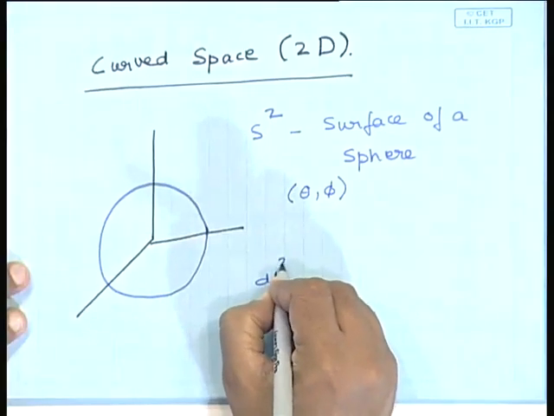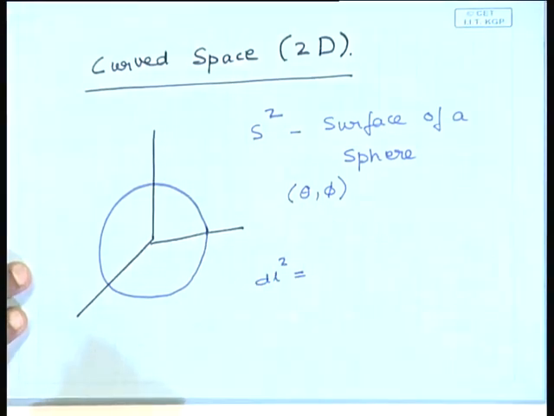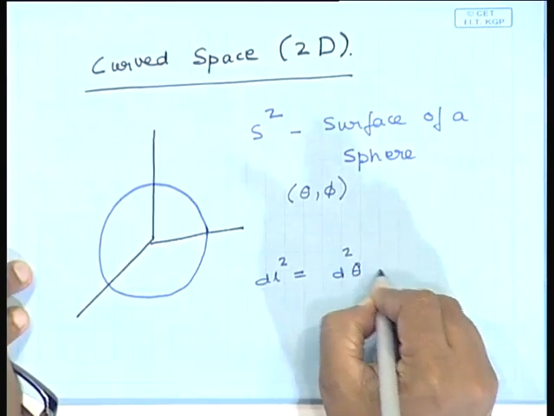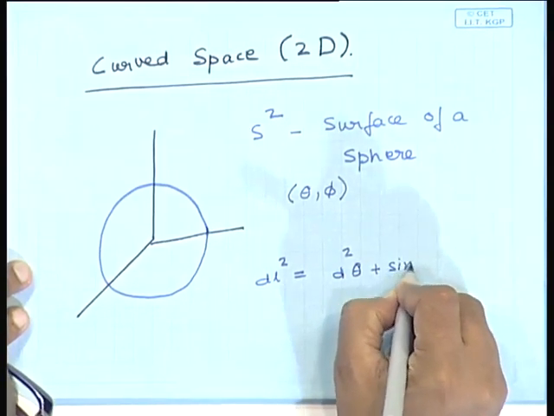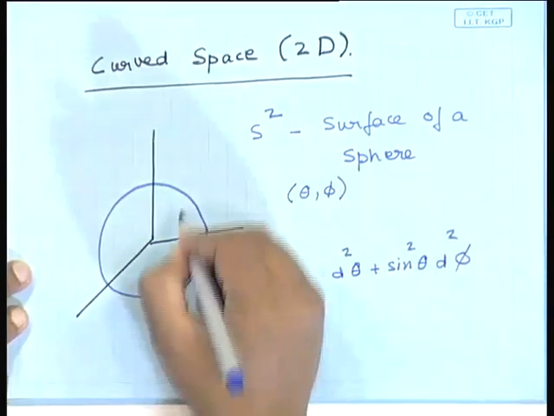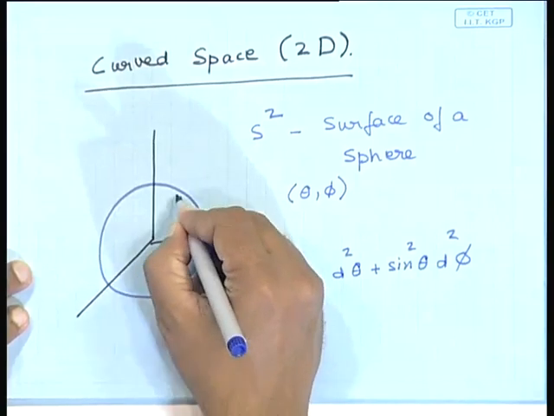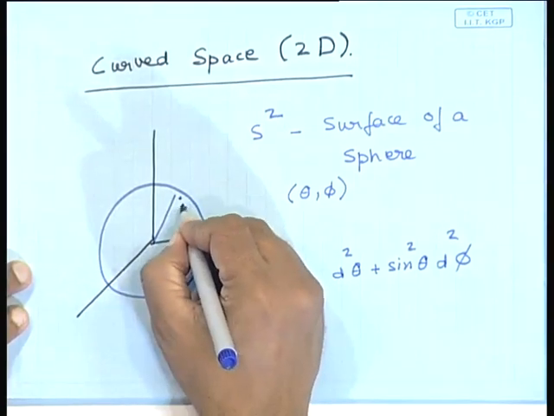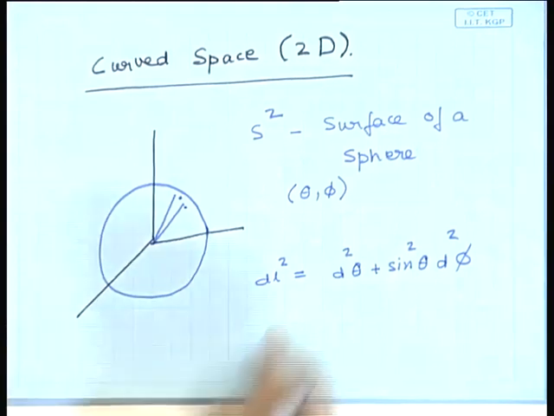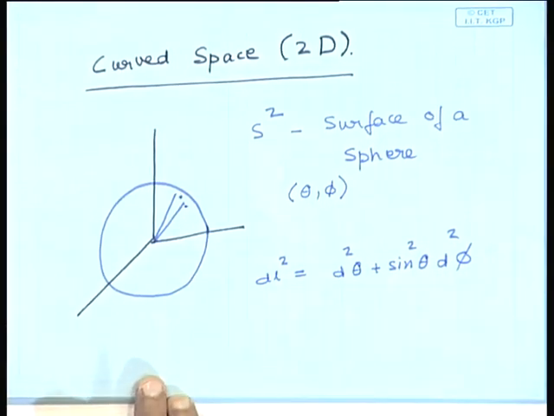So the length of the line, the vector joining the distance between these 2 points is d square theta plus sine square theta d square phi. I have 2 points on the surface, so they will have different theta and different phi, and the distance between these points is d square theta plus sine square theta d square phi. R doesn't change, that's the main thing, that we are on the surface of the sphere.